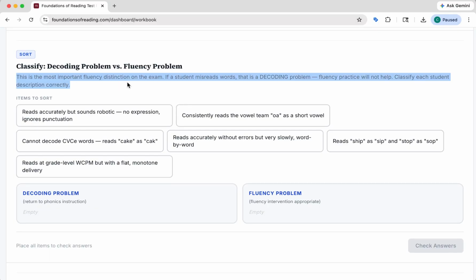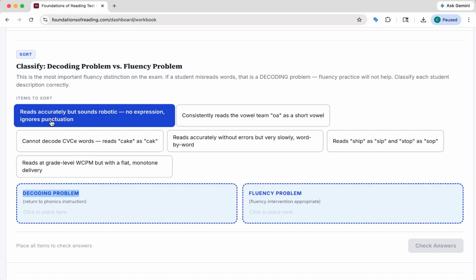All right. Classify decoding problem versus fluency problem. This is the most important fluency distinction on the exam. If a student misreads words, that is a decoding problem. Fluency practice will not help. Classify each student description correctly. So we have decoding problem or fluency problem. Remember, decoding is another way to say reading.